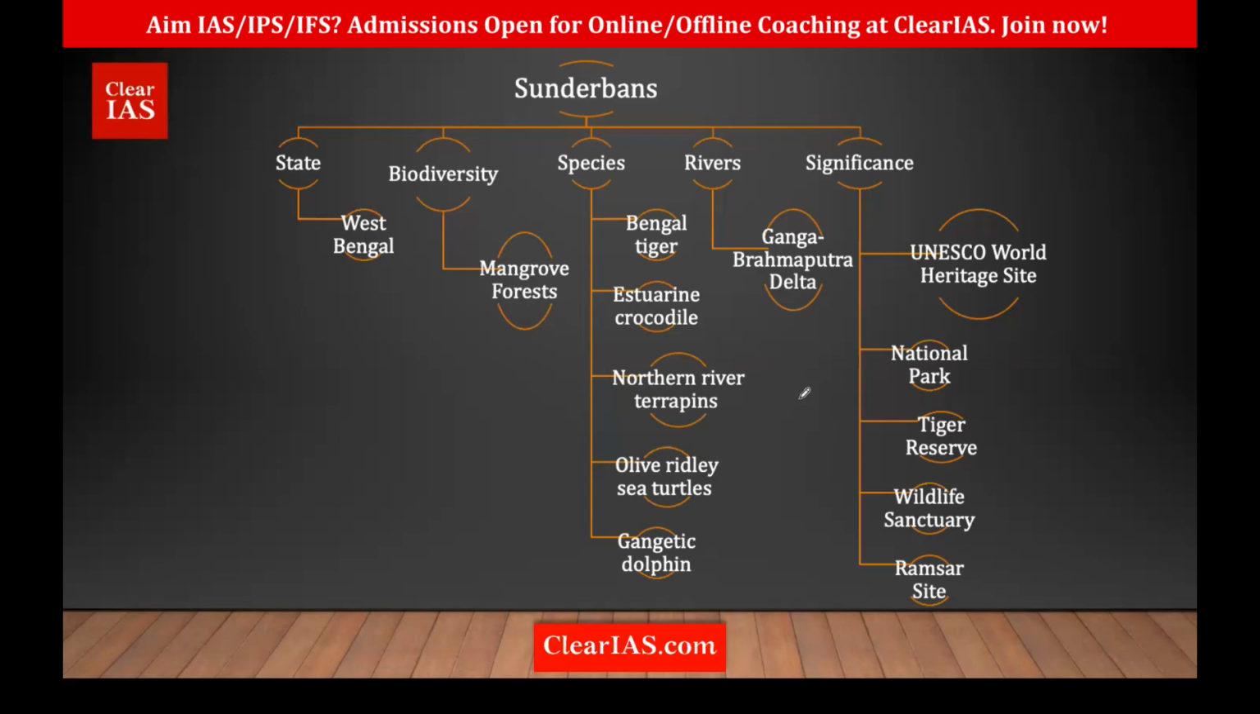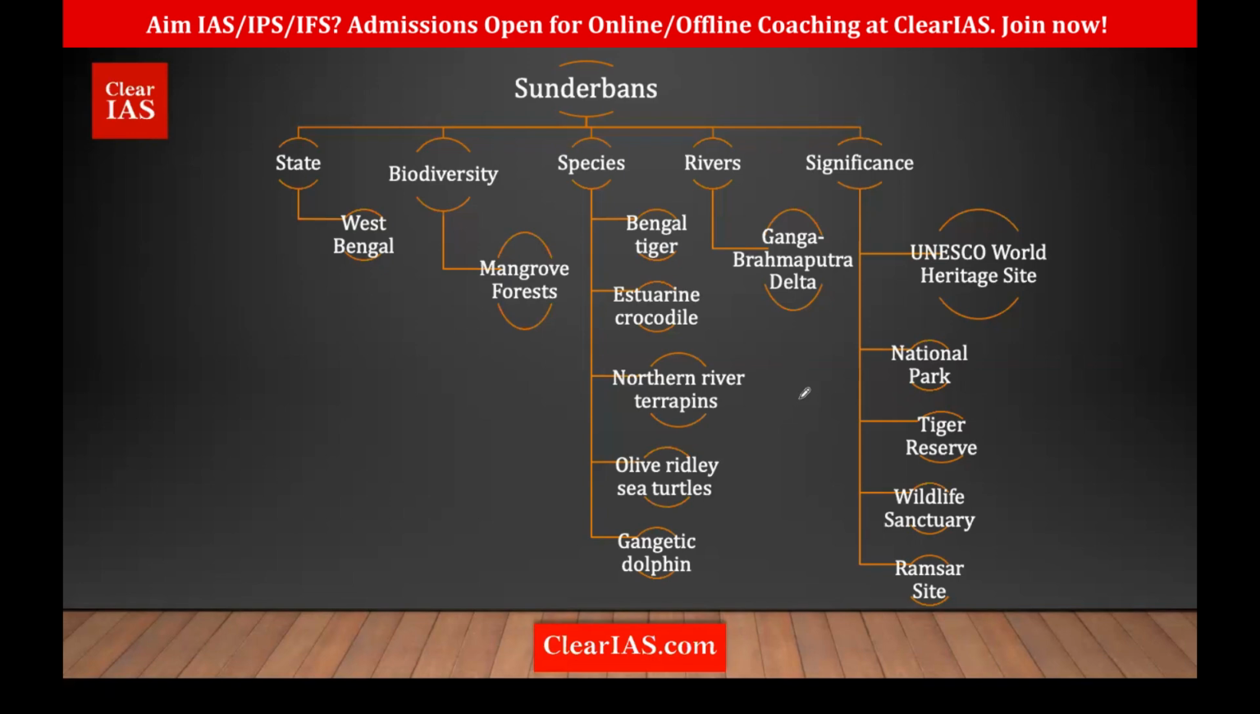So remember, it is in where? West Bengal, known for its mangrove forest ecosystem. Then we have Bengal tiger, estuarine crocodile, northern river terrapins, olive ridley sea turtles, and Gangetic dolphins. And it is on the banks of what? On the deltas of what? Ganga and Brahmaputra. And it is what? UNESCO World Heritage Site, National Park, Tiger Reserve, Wildlife Sanctuary, and Ramsar Site.